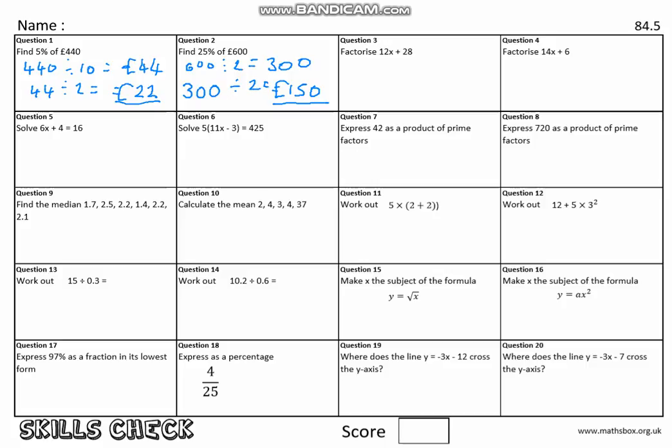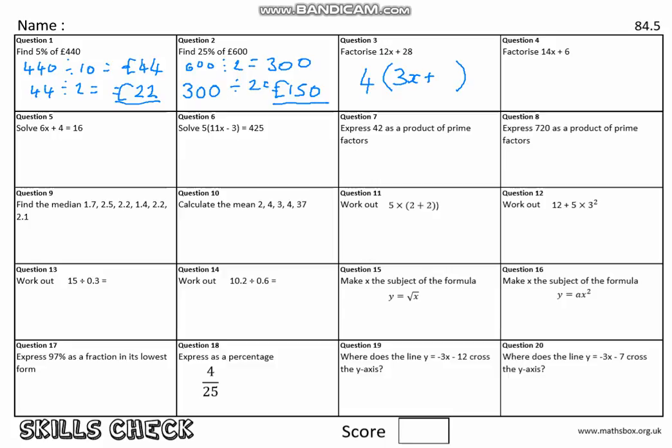Okay, so the next one is asking us to factorise. So we've got to ask ourselves, what is the highest number that goes into both of these parts? So the highest number that goes into 12 and 28. Okay, so we'd get 4, so we can put 4 on the outside of the brackets. So once we know we've got 4 on the outside of the brackets, we're just going to make sure the rest of it works. So how do we get from 4 to 12x? Well, we're going to have to times 4 by 3 to get to 12. So we have 3 here, and then we've also got an x, so we'll have 3x.